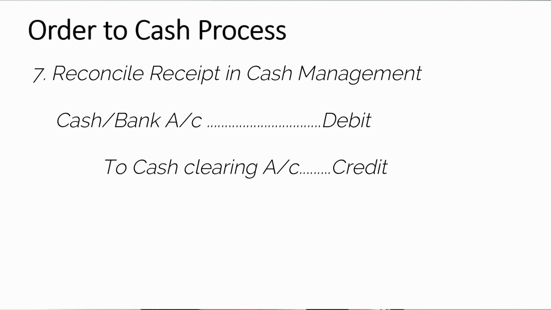So what we will do, we will reconcile the amount received from the customer in our books of accounts with the bank statement. Therefore the journal entry will be cash account debit to cash clearing account credit, meaning the cash has been deposited in the bank account and we are now reconciling with the books of accounts, right? So these are the 7 logical steps involved in this order to cash cycle, and these were the journal entries.